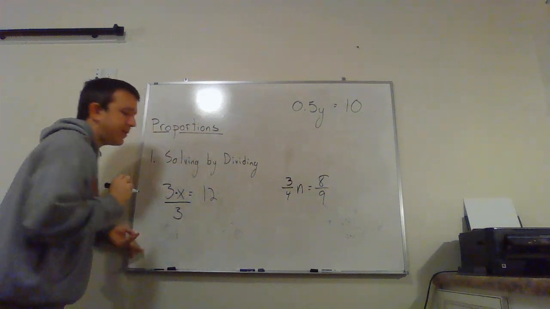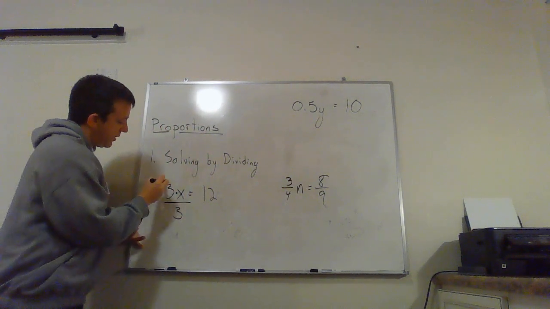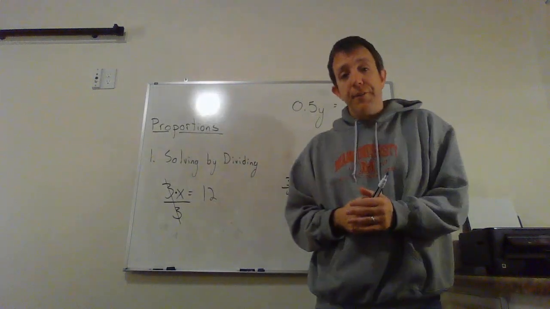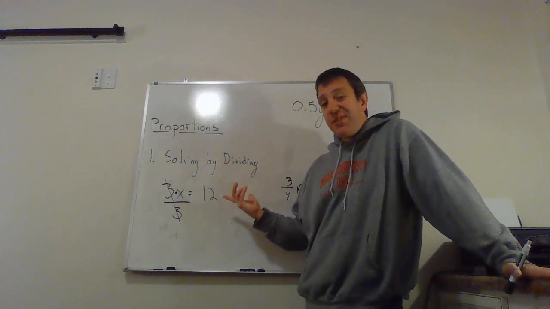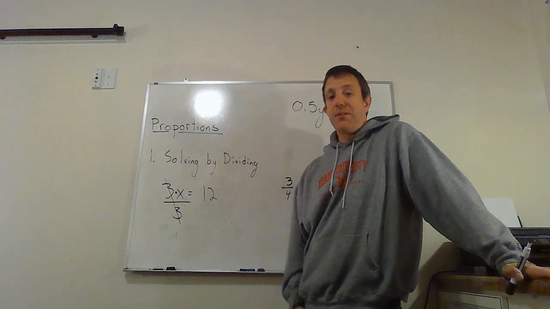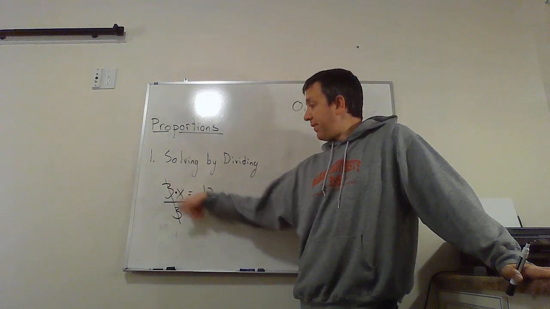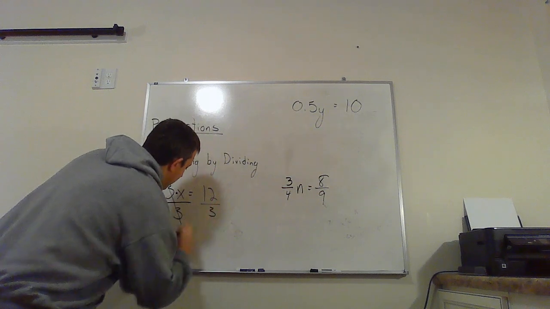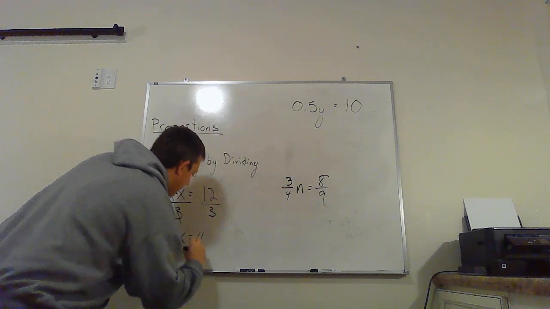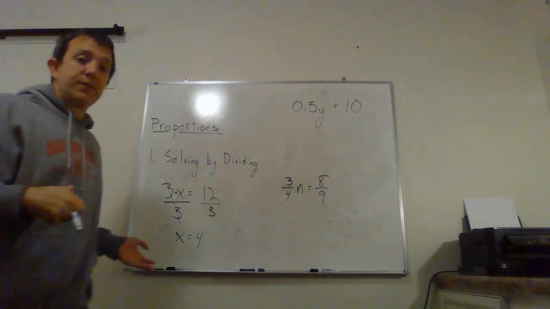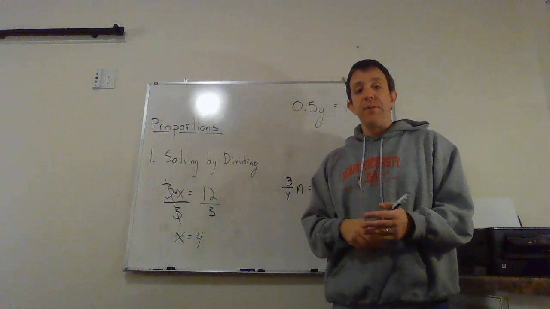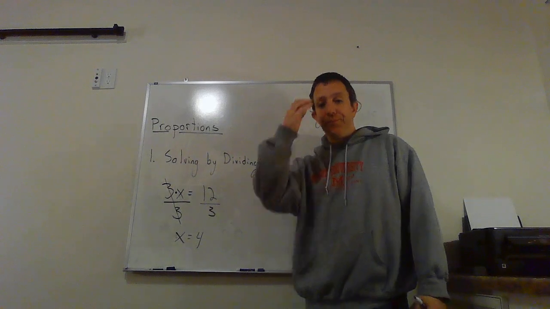But if you take a class in algebra, and hopefully you will someday, you'll find out that you're only allowed to do that to the left-hand side if you also do it to the right. So since we divided that left-hand side by 3, we have to also divide the right-hand side by 3, and that gives us our 4, because 12 divided by 3 is 4. So we use the division to get rid of the multiplication, but we have to do it on both sides.